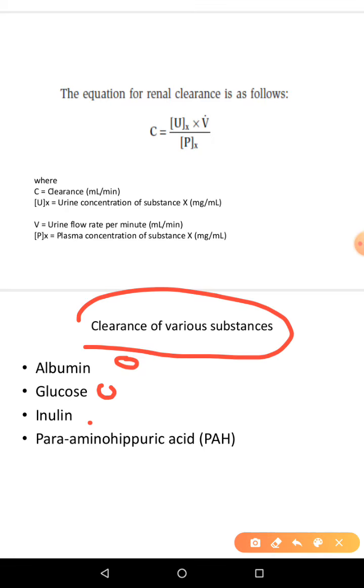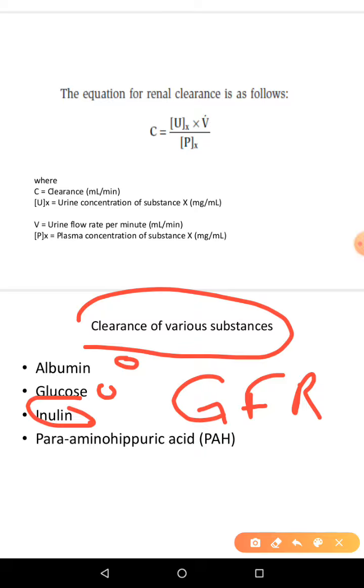Inulin is a fructose polymer, meaning it's a complex carbohydrate. Inulin is freely filtered across the glomerular capillaries, but it is neither reabsorbed nor secreted. Therefore, its clearance measures the glomerular filtration rate. We are going to see that inulin has been used to assess the functions of the kidneys by measuring this parameter called the glomerular filtration rate.